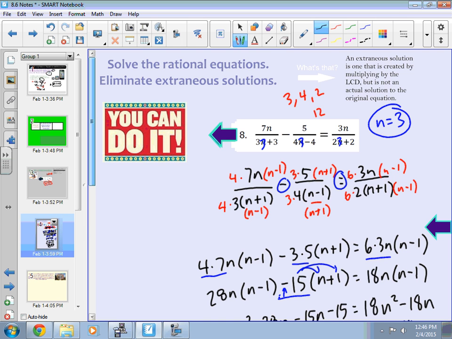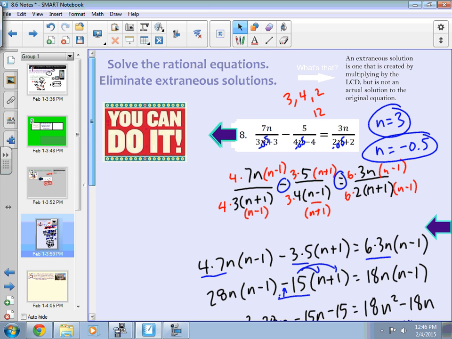Let's check negative 1/2. If we were to put negative 0.5 in for all these, would it work? Yeah, this one was not going to equal 0. If we put negative 0.5 in here, that one's not going to equal 0. If we put negative 0.5 in, that one doesn't equal 0. So on this one, both answers work out. Both 3 and negative 1/2 are answers.